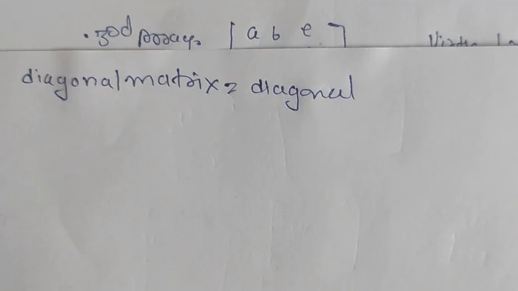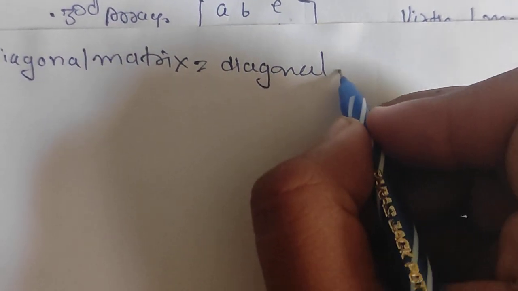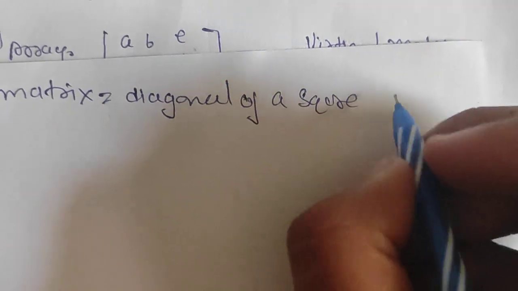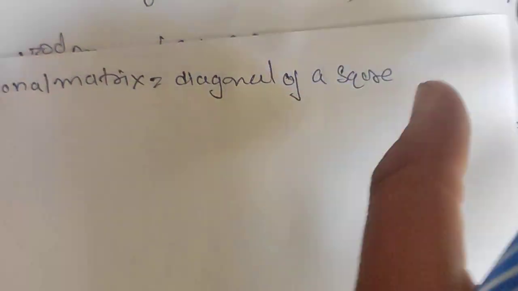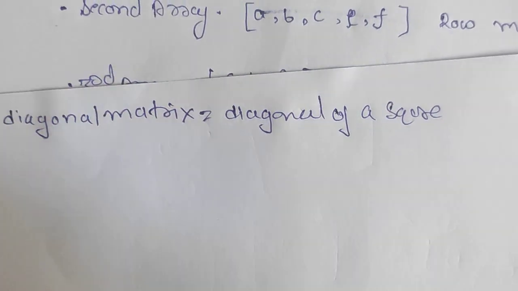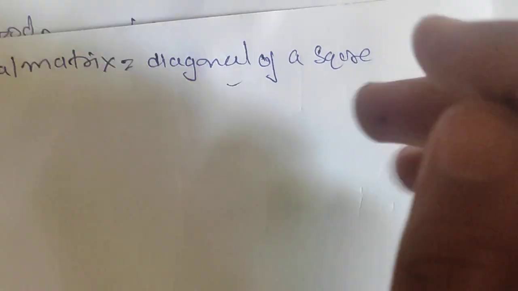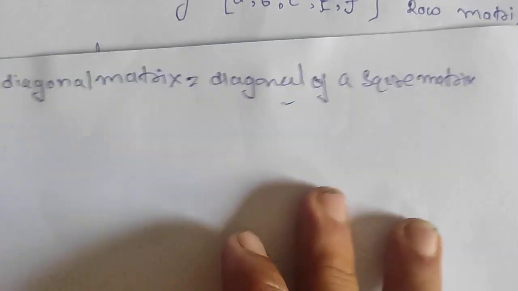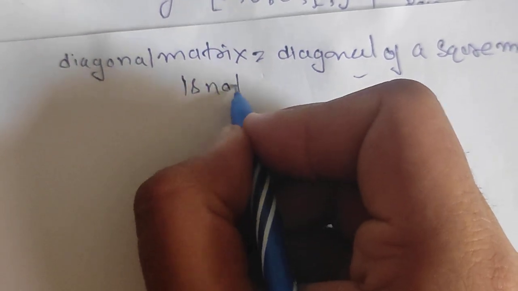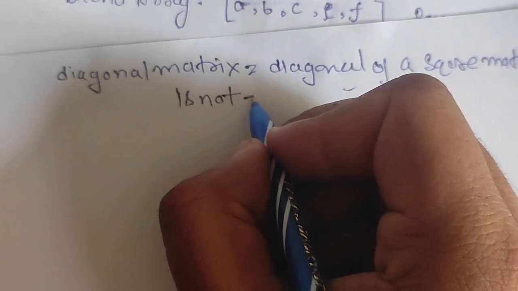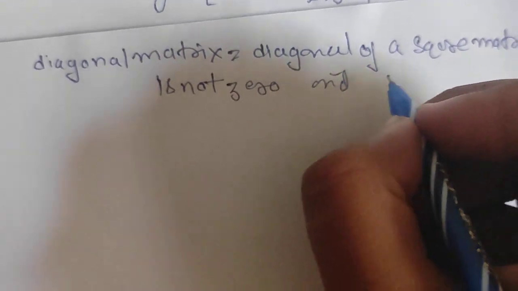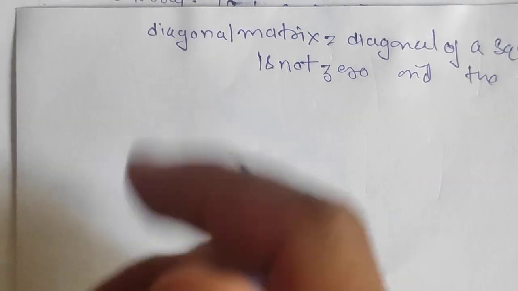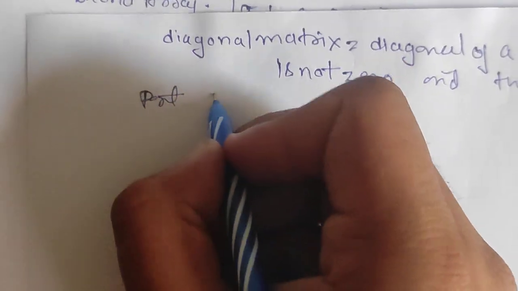Next we discuss what happens if the diagonal is 0. So the diagonal of a square matrix, we just proved, we just obtained this. I'm not creating the definition, we just create the diagonal of a square matrix: the diagonal is not 0, and the remaining part is 0.